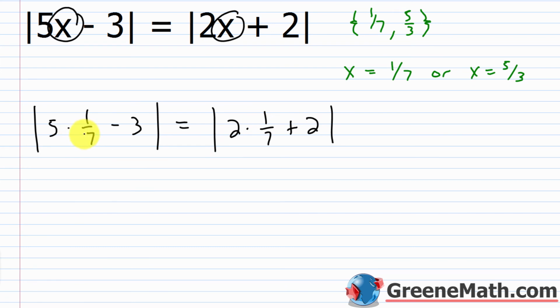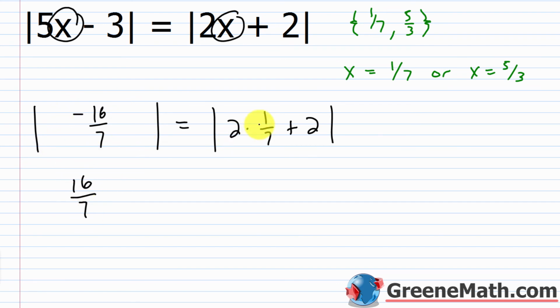So 5 times 1/7 is 5/7. Let me just replace this in here. And this is minus 3. So I've got to get a common denominator going. Multiply 3 by 7 over 7. I'll have 21 over 7. And this ends up being -16 over 7. Which, of course, once I take the absolute value of, would be 16 over 7.